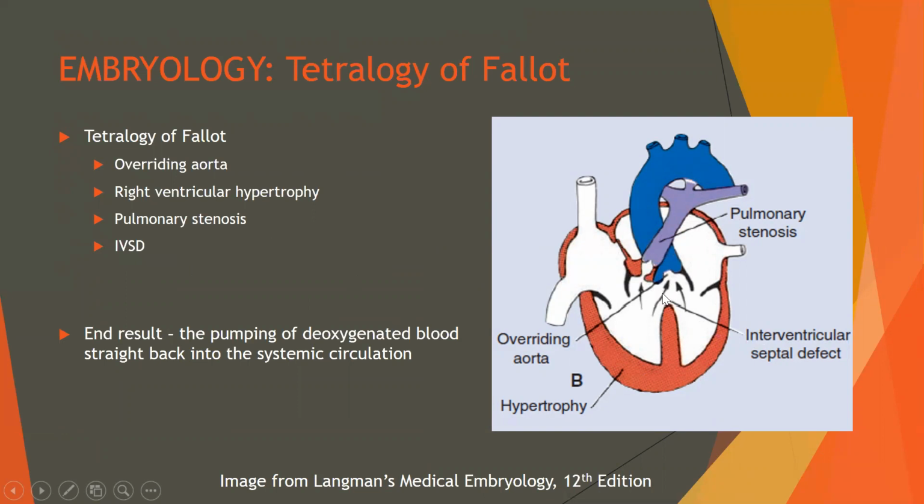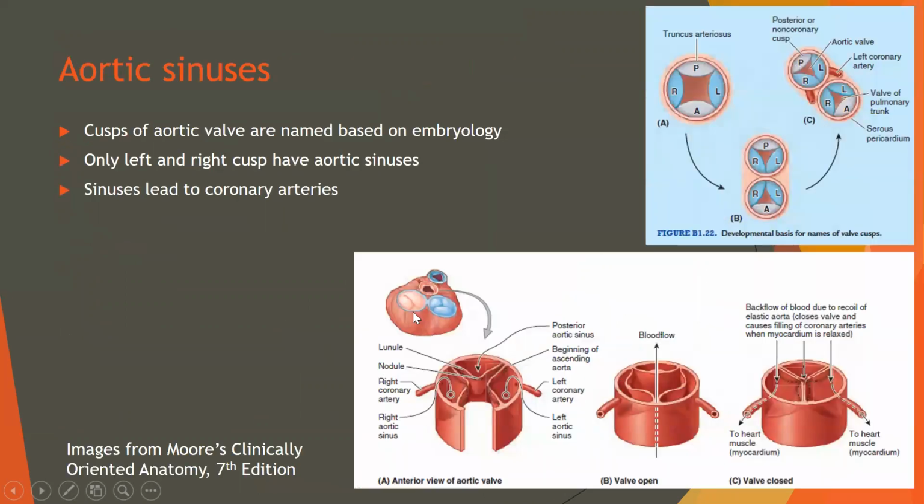the septum there. All of this added together creates this tetralogy of Fallot, where basically the blood wants to do anything but go into your pulmonary circulation, which is not good. And so this will require surgical intervention to fix up the septal defect, and usually to try and replace the valves there.